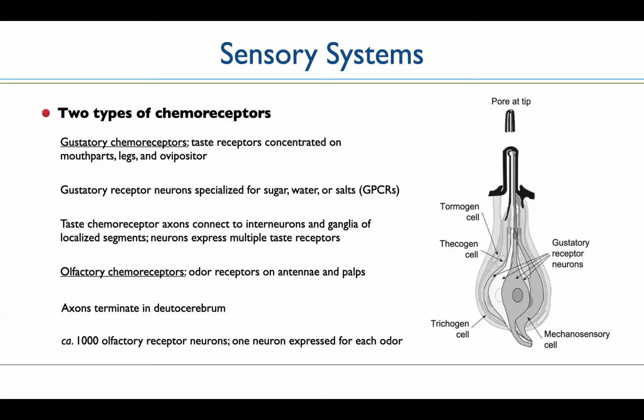So really interesting outcomes from that, and how finding out that it's not really a one size fits all, and that you can have gustatory and olfactory receptors, chemoreceptors all over the body of insects.